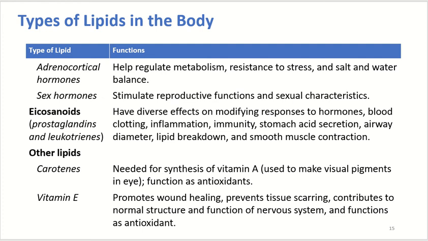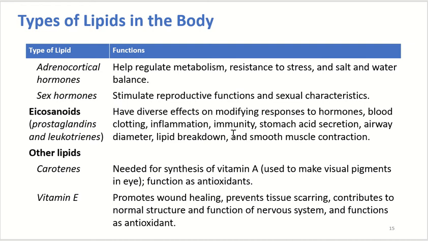We then also have something called eicosanoids. We're not going to talk too much about this, but these are a very diverse group of lipids that are going to have an effect on the body in modifying responses to hormones as well as in blood clotting. They're important in inflammation and immunity. So eicosanoids are very highly varied. They do a lot of different things. We're not going to get too much into that.